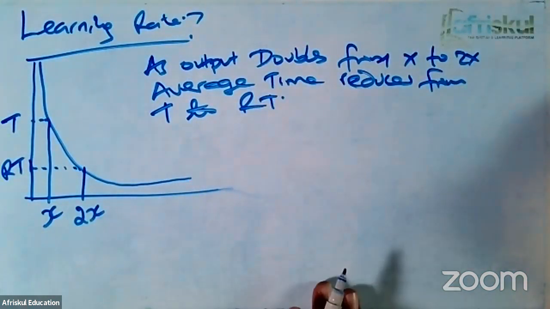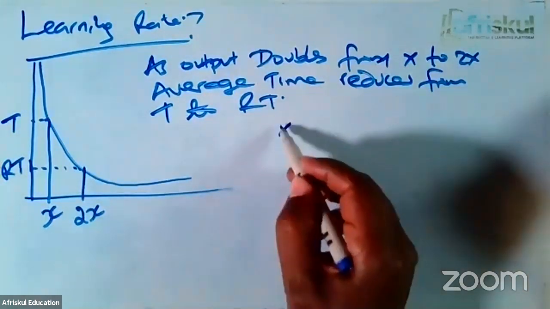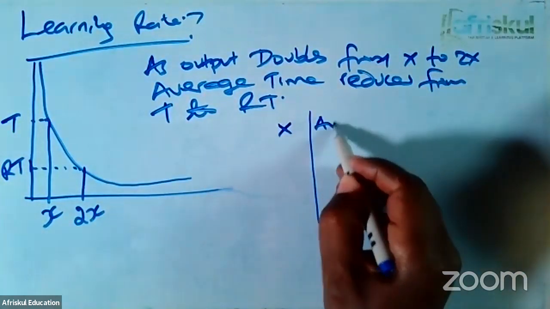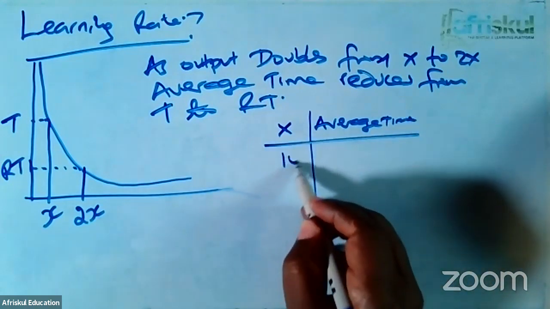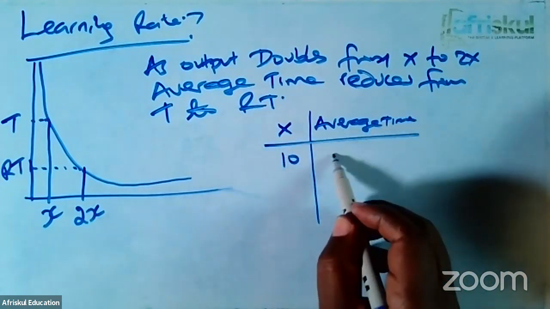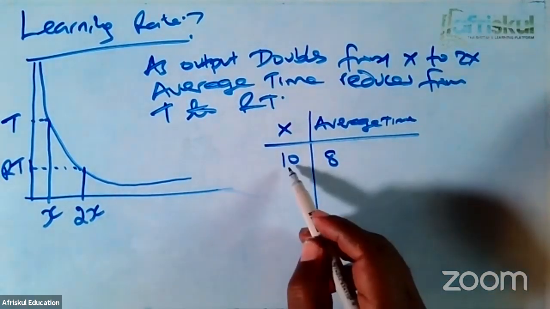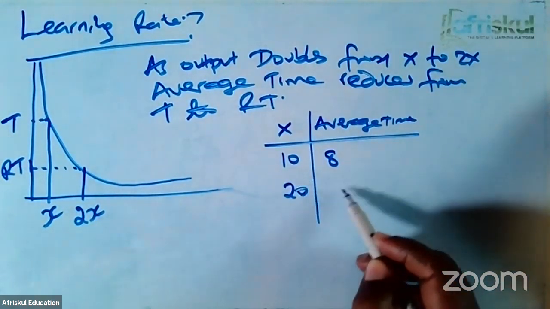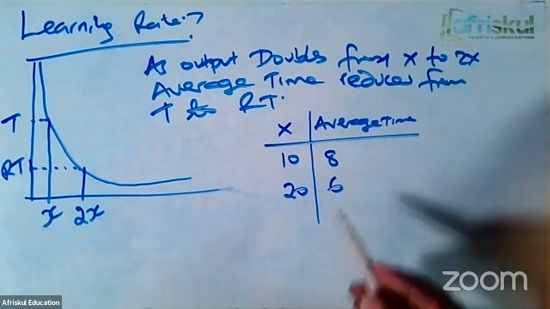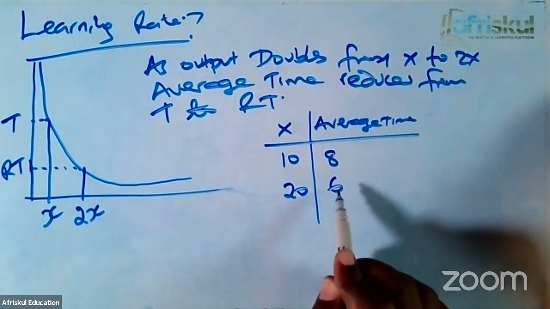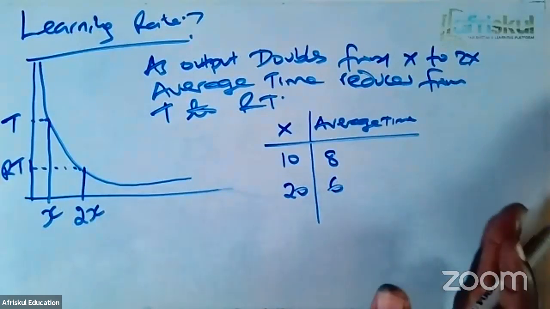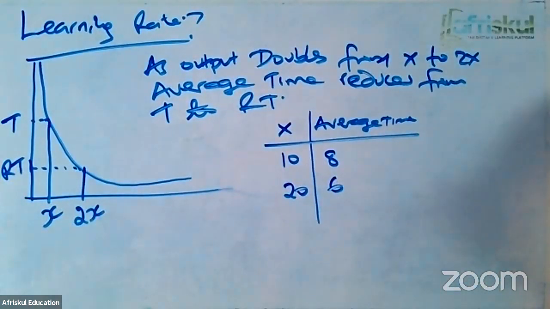Very important. So if, for example, somebody was to give you this kind of information, it tells you when this is 10, we have 8 minutes. When the output in this case doubles to 20, we have 6 minutes. This is average time, that is time per unit. Of course, the more we produce, the less the average time we expect for the subsequent units that we produce.